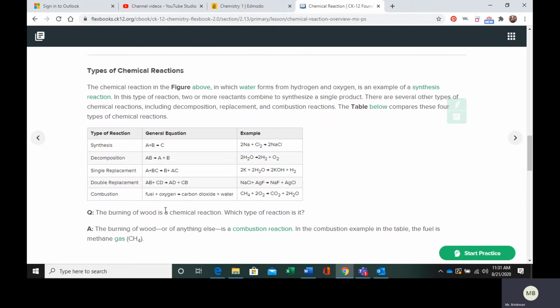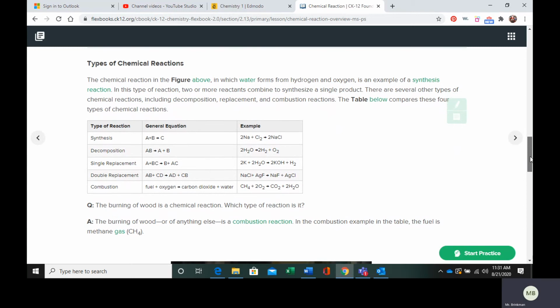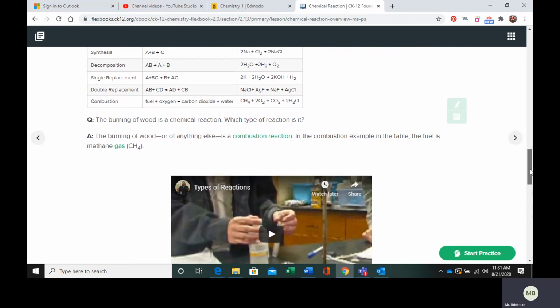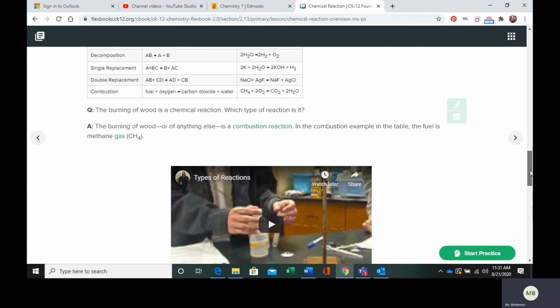And then combustion is when you have some type of fuel and you expose it to oxygen and you get carbon dioxide and water. Combustion is a common reaction in cars, in anything that drives, that uses fuel. All right.